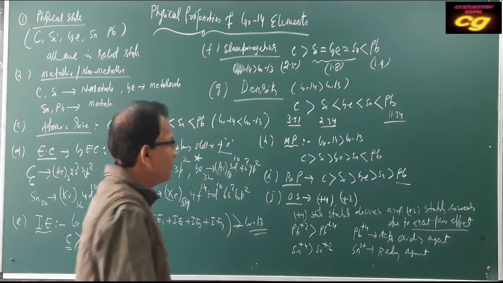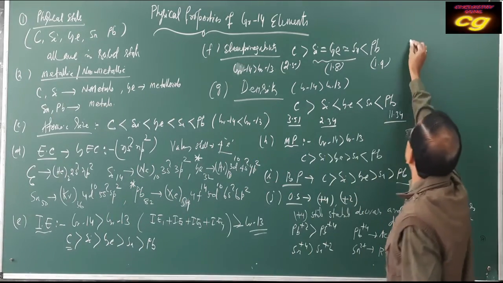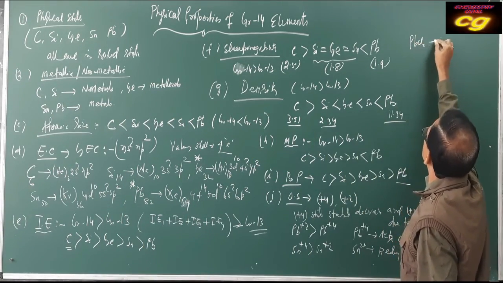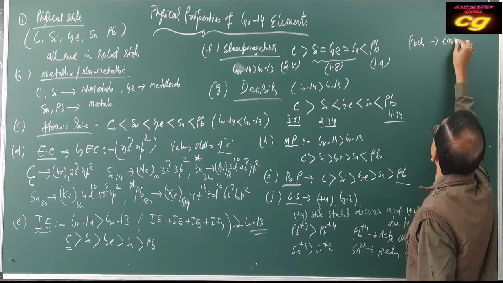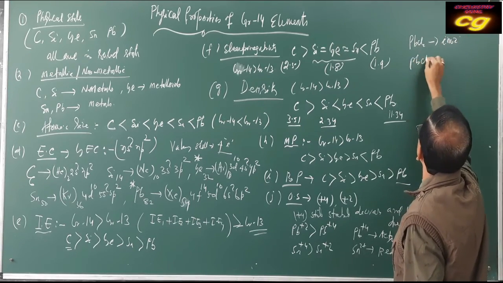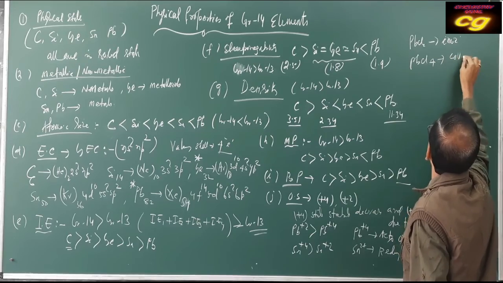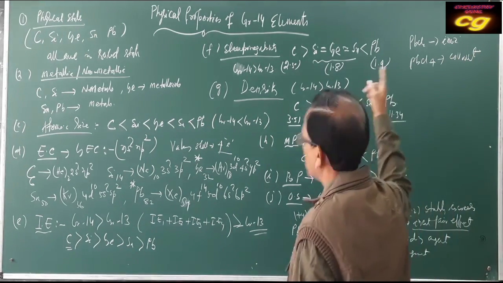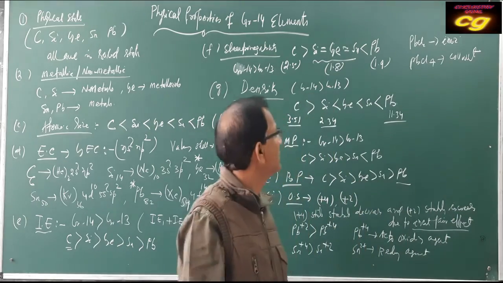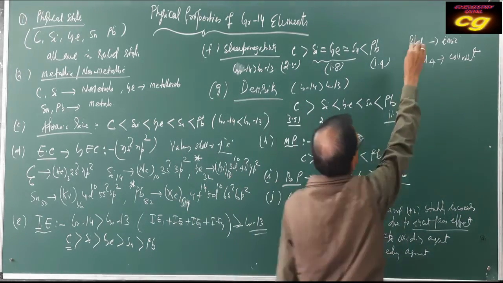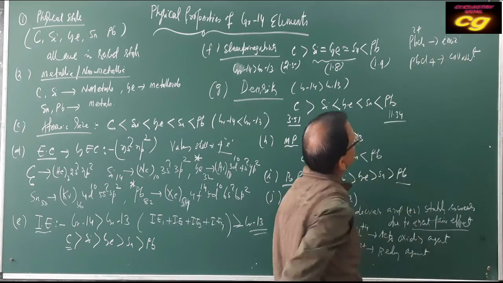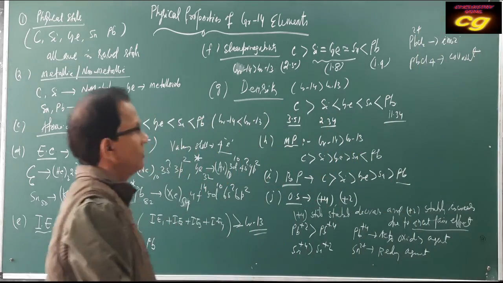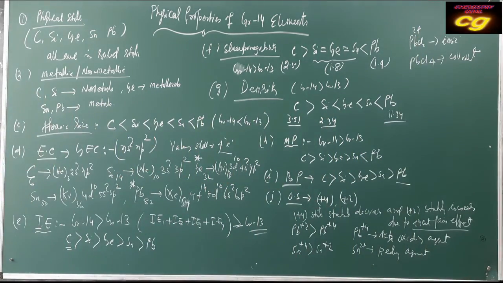And a question may also come on another thing: PbCl2 is ionic and PbCl4 is covalent. This is also very important, because of the stability of the oxidation state. Since +2 is more stable, it has ionic character. PbCl2 is ionic and PbCl4 is covalent.